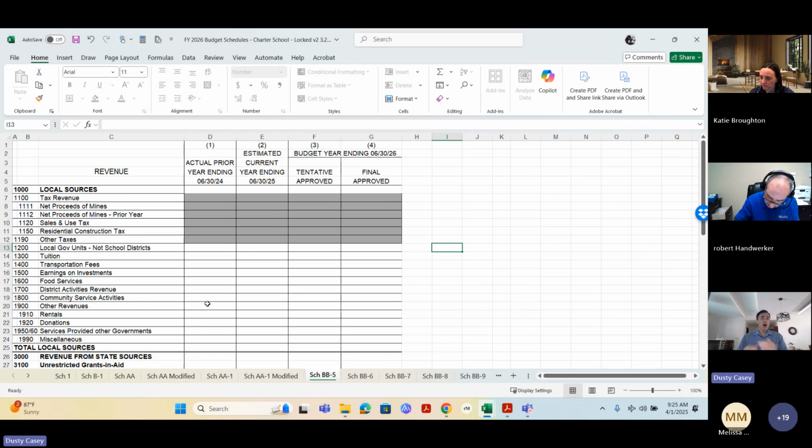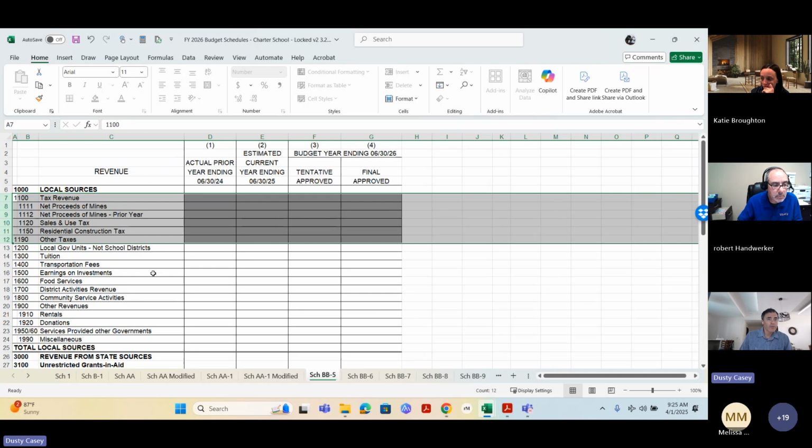So in the old workbook, you had two tabs. You had a revenue tab and an expenditure tab. Now they've broken these up, and these schedules, BB-5 through all the way out to like BB-11 or 12, are just portions of all the different function codes and program codes, but it's the same format for the most part. So I'm going to start in schedule BB-5, your revenue tab. All right. These rows 7 through 12 do not apply to you. They're for districts. They have to do with net proceeds of mines, designated tax dollars, those sorts of things coming from their counties. They don't apply to you.